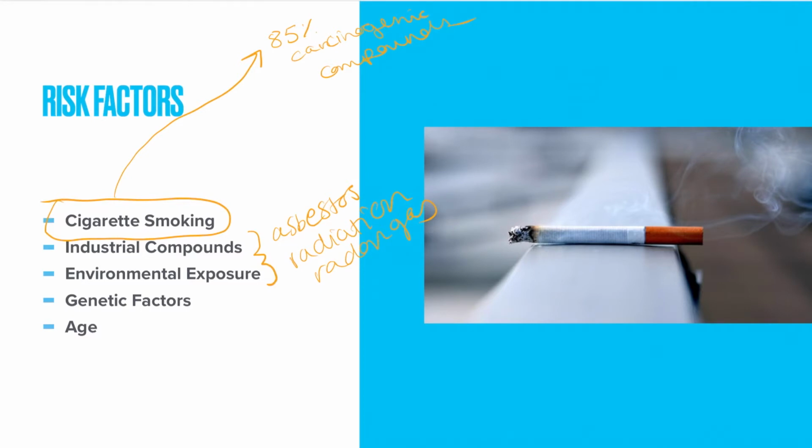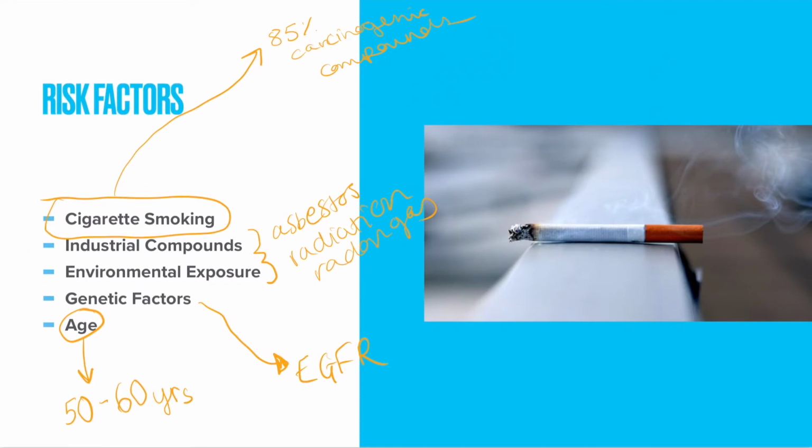There are also different genetic factors that come into play, and these are found to be more important in the non-smoking group of people. So things like the EGFR gene, as well as other sorts of gene mutations. And then you've also got age. We tend to see lung cancer in the age group of around 50 to 60 years old.